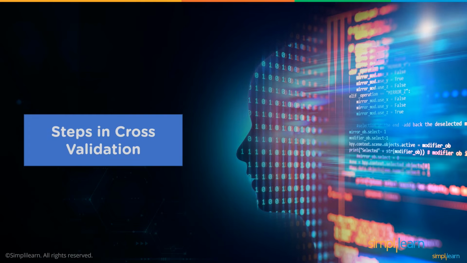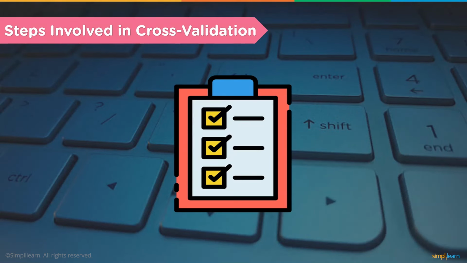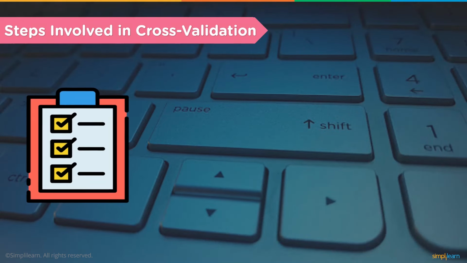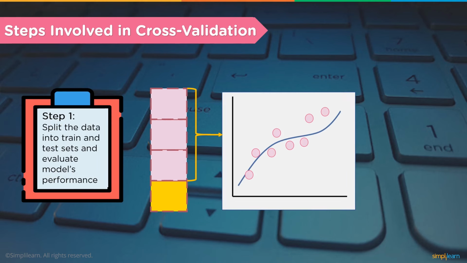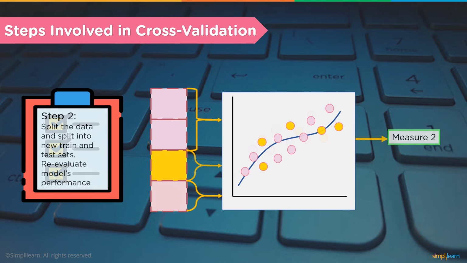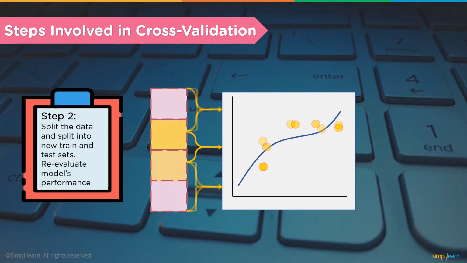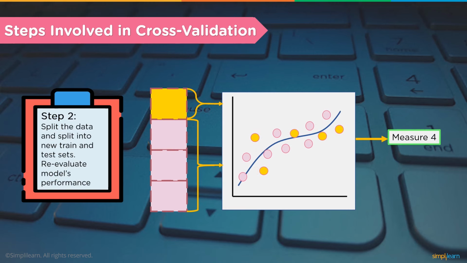And we look at the steps in cross-validation. The steps involved in cross-validation begin with step 1: split the data into train and test sets and evaluate the model's performance. And so we measure 1, we measure 2, we measure 3, and we measure 4. Each one of these generates its own performance rate based on the other 75% being used to validate that data. How well does it perform on the unseen data?